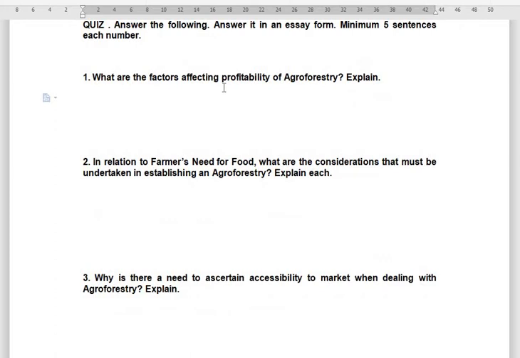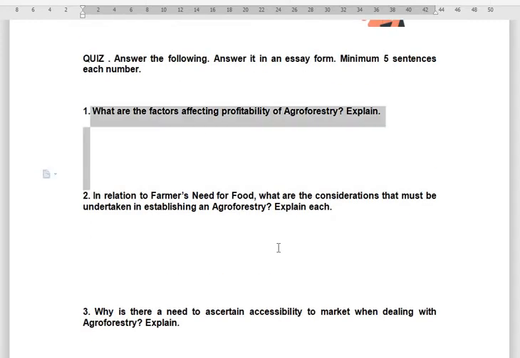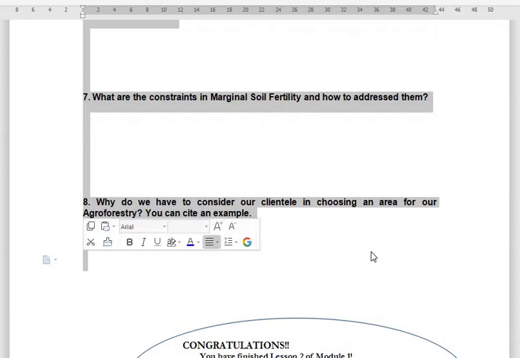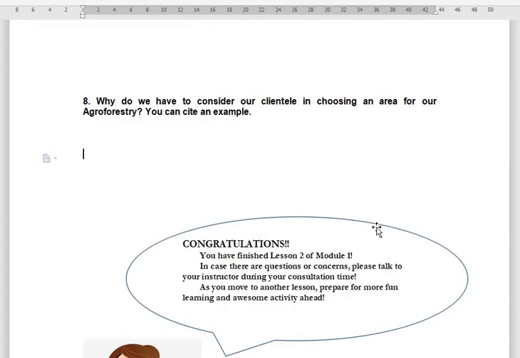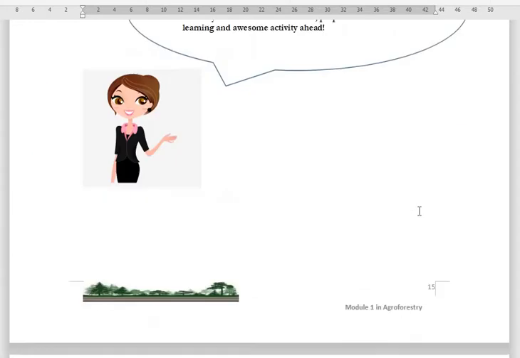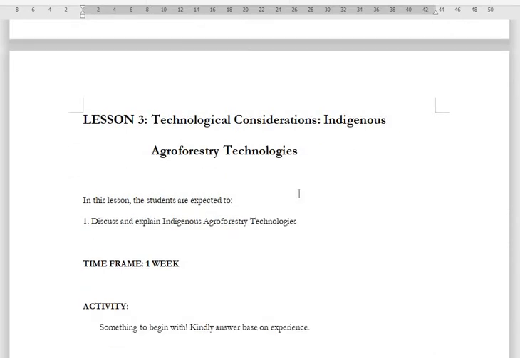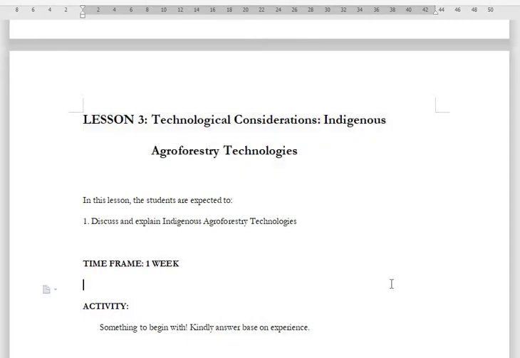Just understand your lesson 2 so that you can proceed in answering the formative assessment in which there are 8 questions that you need to answer. So congratulations for finishing lesson 2 of module 1. Let's go to lesson 3, the technological considerations. Indigenous agroforestry technology. What is it all about? It will be tackled as we go on with our lesson.